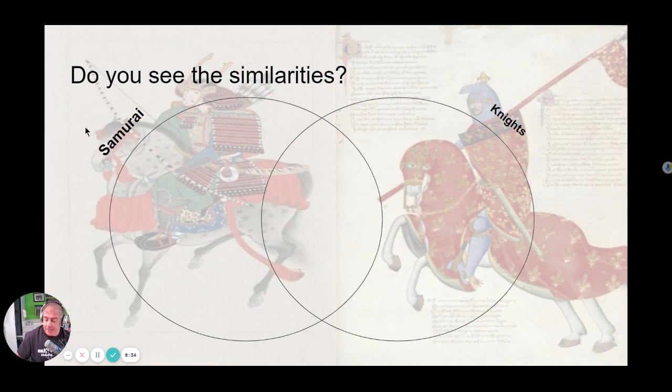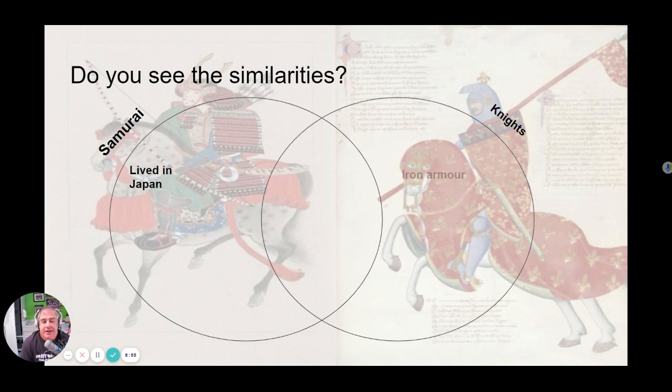Now, here's a hint for your writing prompt. Again, your writing prompt for this week is going to be comparing feudalism in Japan and Europe. And what are the similarities that we see, especially between knights and samurai? So let's look at some of those similarities and some differences.